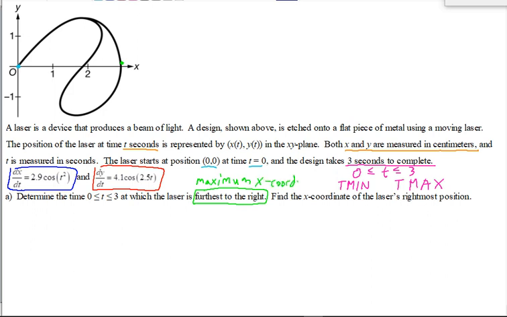So in order to maximize the x-coordinate, we'd have to set its derivative equal to 0. But here, unlike the one we just did, we already have the derivative. So we're just going to set dx dt equal to 0. So let's go ahead and enter these in our calculator.